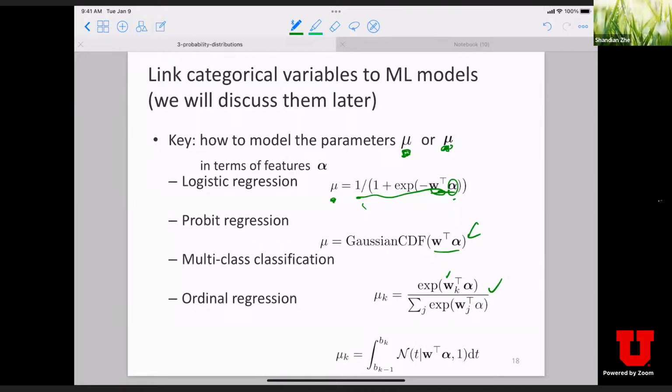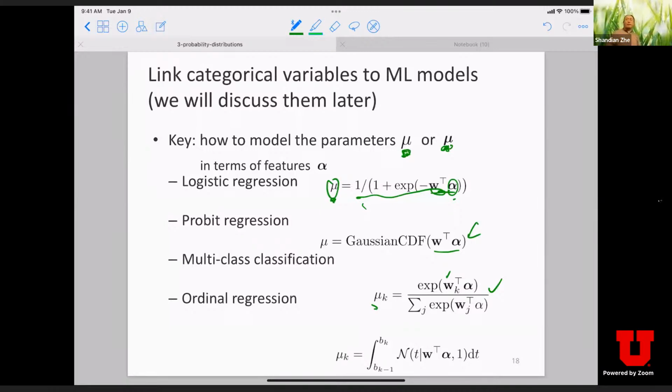It's not the same mu. Here, this mu without any subscript just represents the parameter for the Bernoulli distribution. For the Bernoulli distribution, your outcome is only 0 or 1, right? So we only need one parameter. But when we talk about mu k, we're actually talking about the general categorical distribution. We have mu1, mu2, mu3, and so on, representing the probability that it takes the first category, second category, third category, and so on.